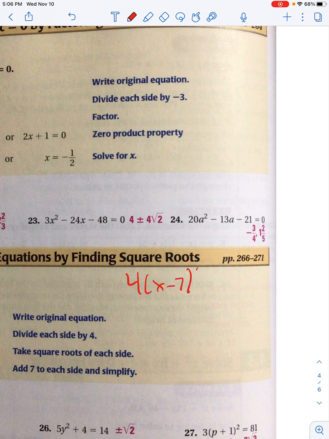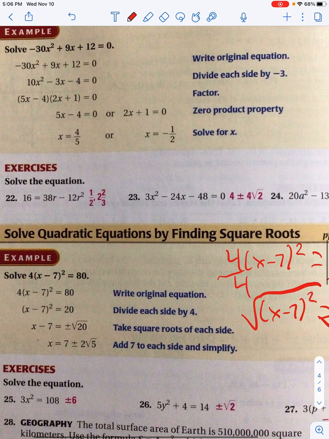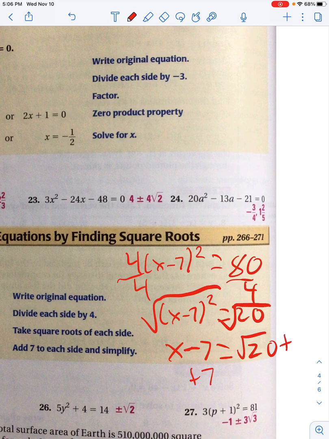Okay, finding square roots, we can do this. So 4 times (x minus 7) squared equals 80. First step is to get rid of this 4, so divide by 4 on both sides. (x minus 7) squared equals 20. Again, to undo the squared, you take the square root of both sides. Now, we don't necessarily know what that is, okay? But we have x minus 7 equals the square root of 20.